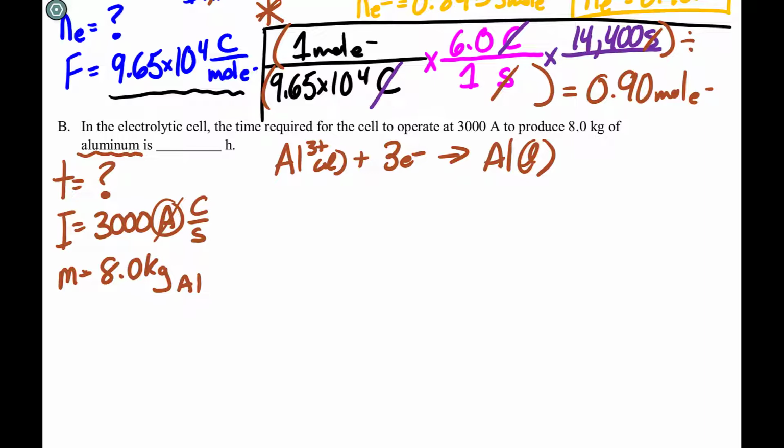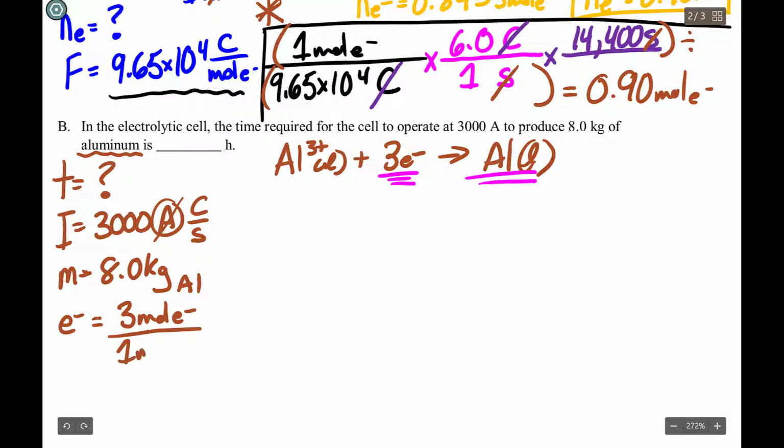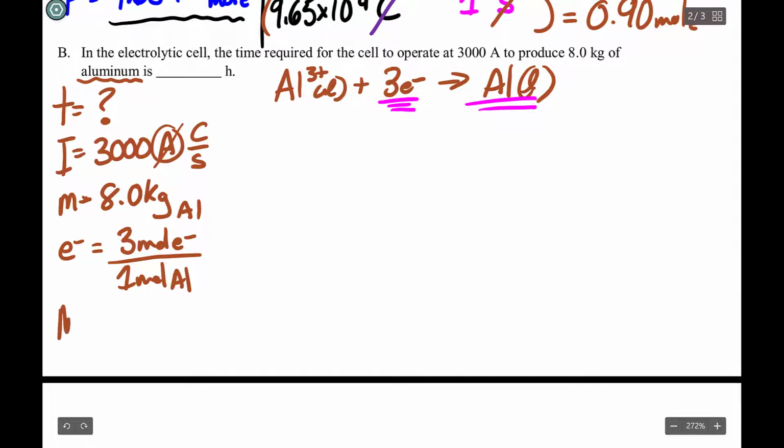So how is this going to impact my variables and the numbers I'm using? Well, I'm going to get my mole ratio, or little e here, from this equation. I have 3 moles of electrons for every 1 mole of aluminum. So there's the ratio I'm going to be using. 3 moles of electrons for every 1 mole of aluminum. I also know that the molar mass I'm going to be using has to be for aluminum, because this is all about aluminum. So this is going to be 26.98 grams per mole of aluminum.